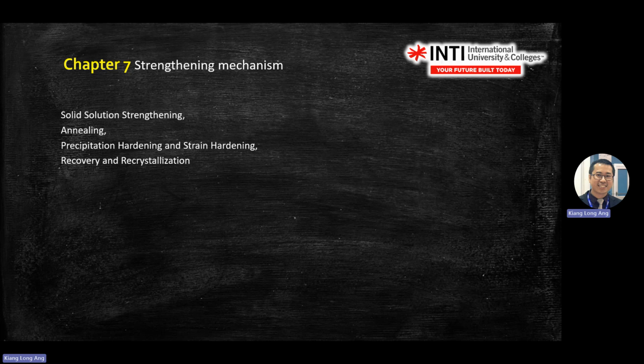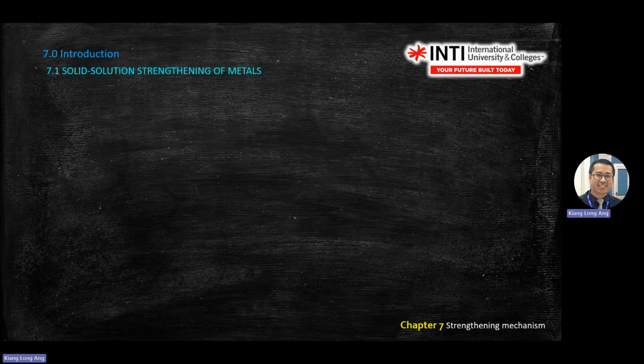But Chapter 7, we learn about how to make our metal strong. So we'll do solid solution, annealing, precipitation, and recovery. Right, so this is also one of the focus for your test 2.